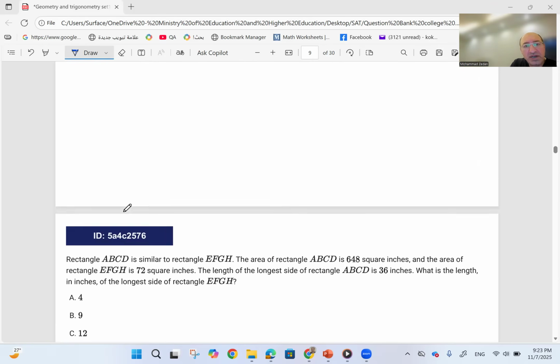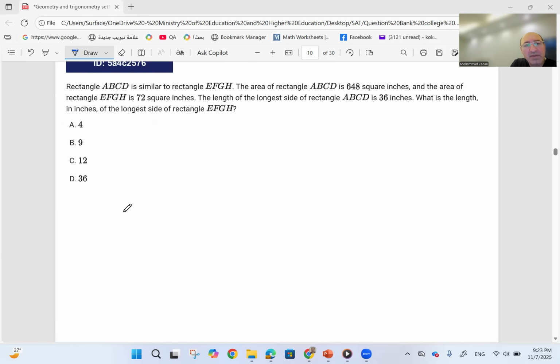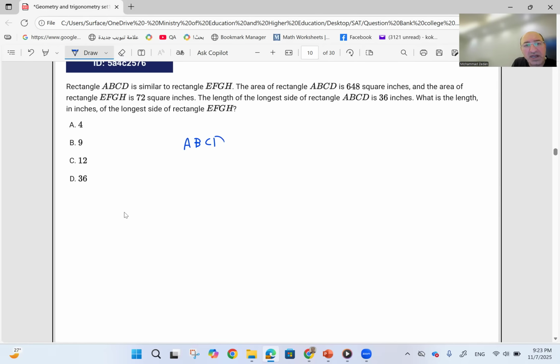Next question. Given rectangle ABCD is similar to rectangle EFGH. The area of rectangle ABCD is 648, and the area of rectangle EFGH is 72. This is the ratio between areas. The length of the longest side in rectangle ABCD is 36.